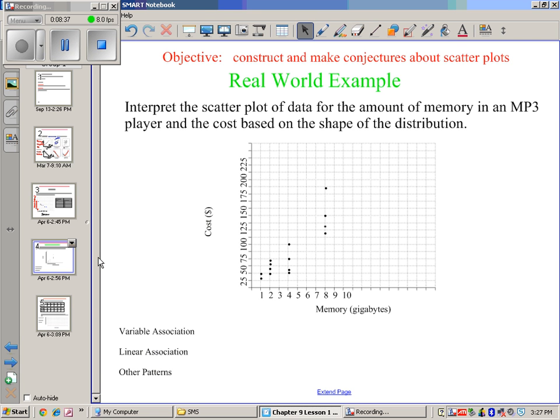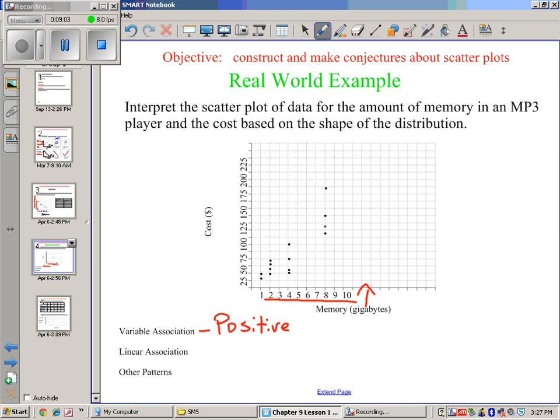If we look along the x-axis, which is the memory down at the bottom, as the memory is going up from left to right, our cost seems to be going up, so our variable association should probably be positive. As you see, these numbers are going up, and the costs seem to be going up at the same time as we get more memory.